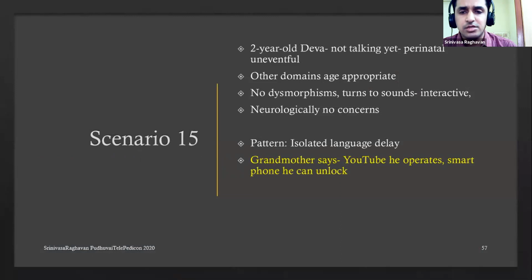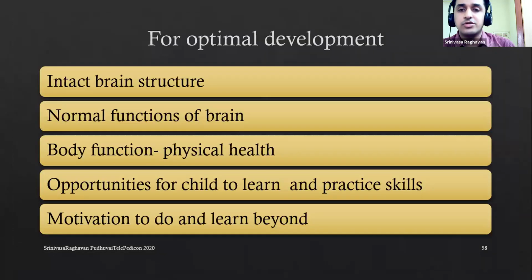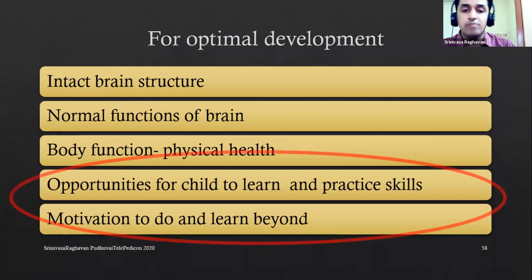This is a very common scenario these days. Both parents working, the child grandparented and watching visual media for more than 6 to 8 hours a day, the right recipe for an understimulating environment. So for optimal development, what we have to understand is that it is not only an intact brain structure, not only a normally functioning brain, not only good body function, but opportunities for the child to learn and practice those skills, and motivation for the child to learn and do beyond, that is also necessary. If these are not provided in the home environment, it can result in developmental delay.